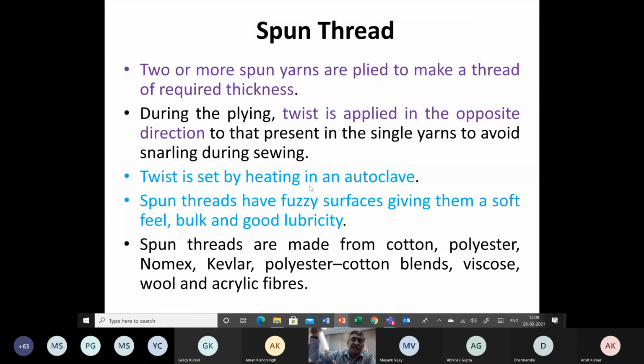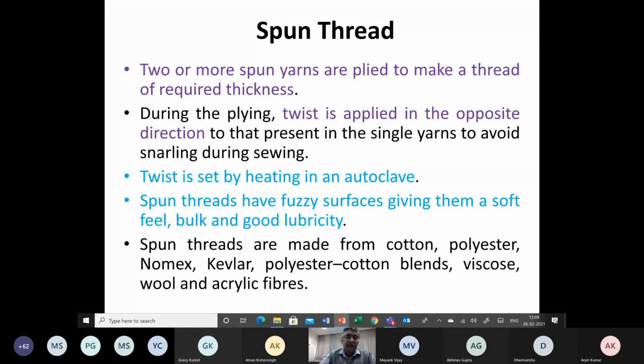Okay, the yarn which I showed is unbalanced. The twist is a little higher. If I place it in an autoclave and heat it above the glass transition temperature, the twist can be set. And whatever torsional stresses are there, they will be relaxed. So the yarn or thread will not snarl.